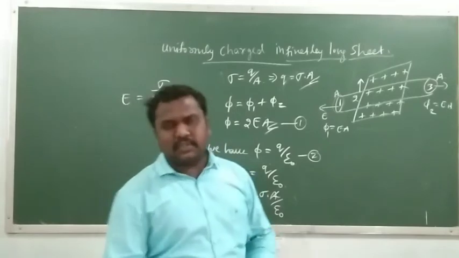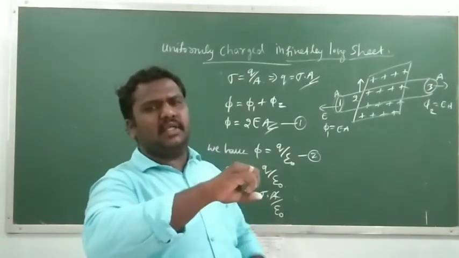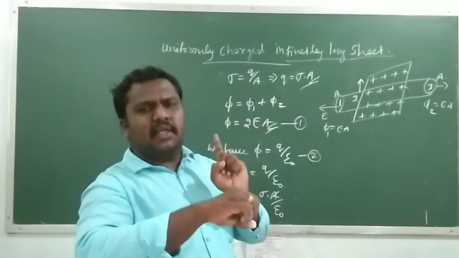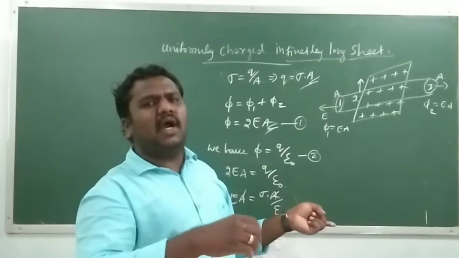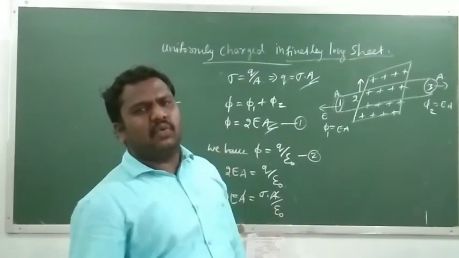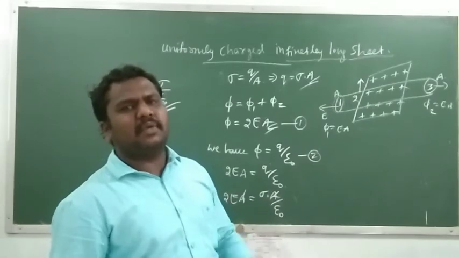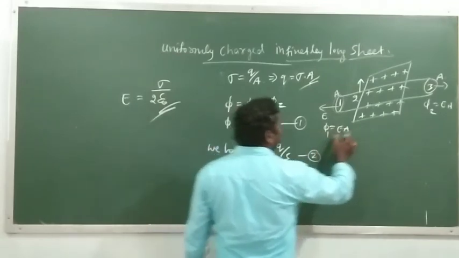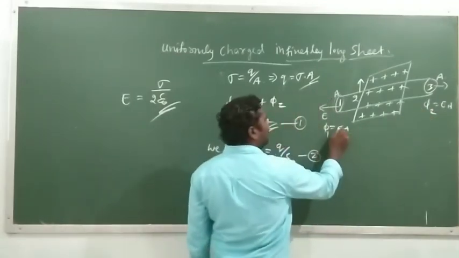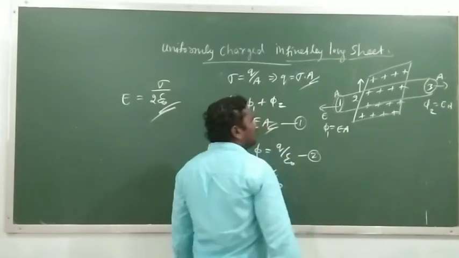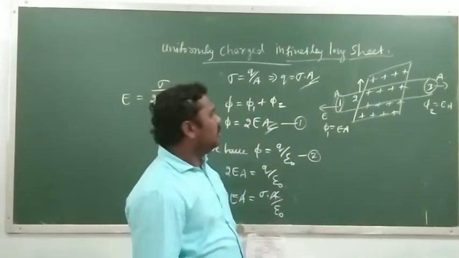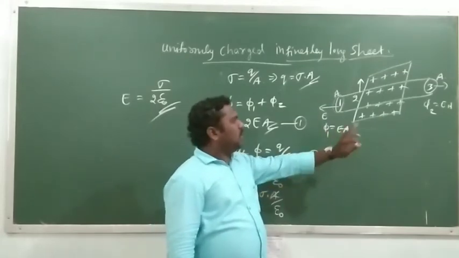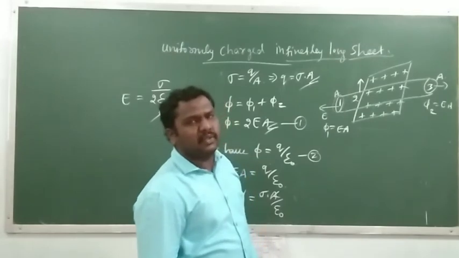So for the curved surface, the area vector will be normal, and here the electric field direction will be outwards. So the angle between them becomes 90, so flux becomes 0. So here the flux will be because of the first surface and the third surface, where the electric field is E and the surface area is A. So phi 1 is equal to EA, and for the third surface also we have phi 2 is equal to EA.